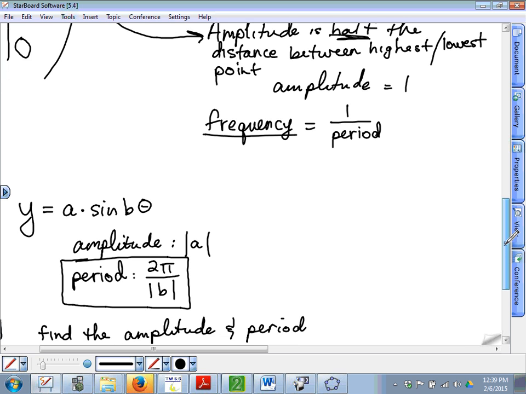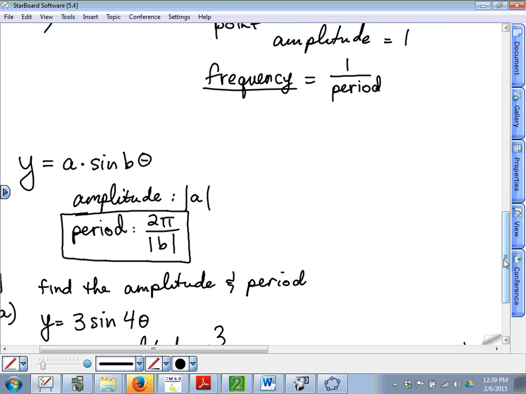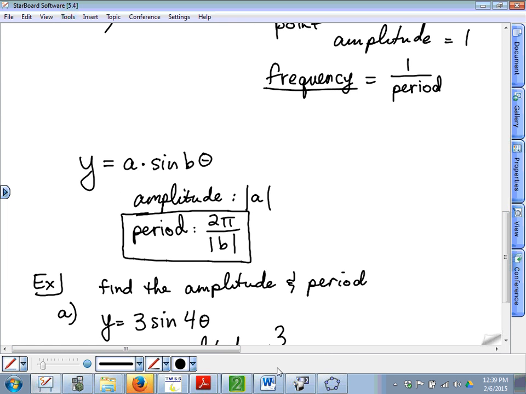So let's try this. This should only take you like 10 seconds, but we ought to do it anyway. Find the amplitude and the period. Bill, write it down. Okay. 3 times sine of 4 theta. Find the amplitude, find the period. You're not having to graph this. All I want you to do is find the amplitude and the period.